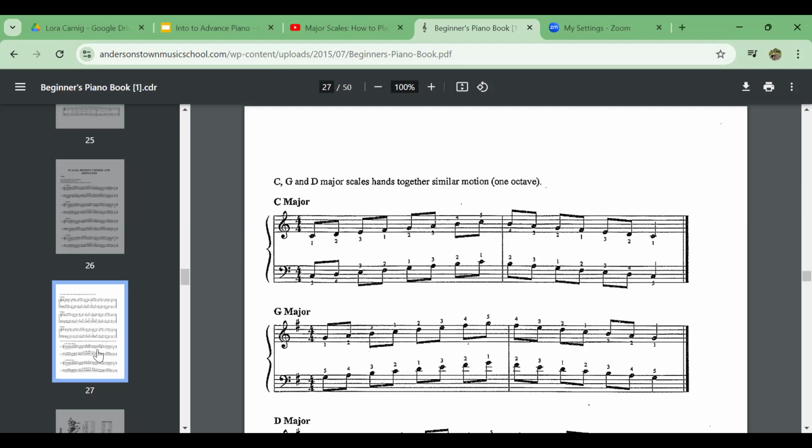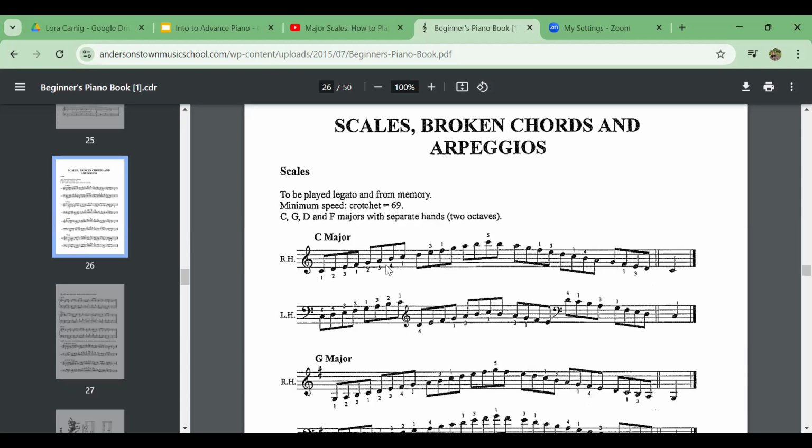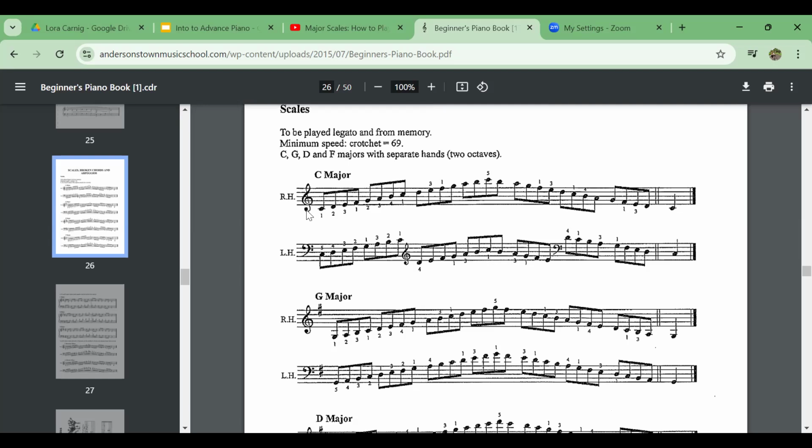That's on page 27. And then once you get this down, then you can go to page 26. And here it has 2 octaves. And it also shows the fingering. So right hand for treble clef, left hand for bass clef. You can try them separately first and then try them together.